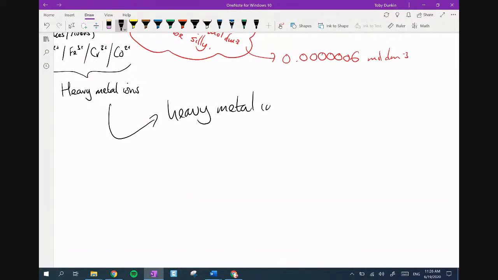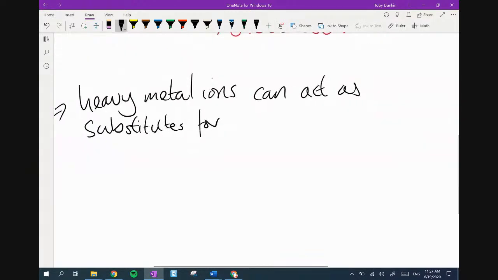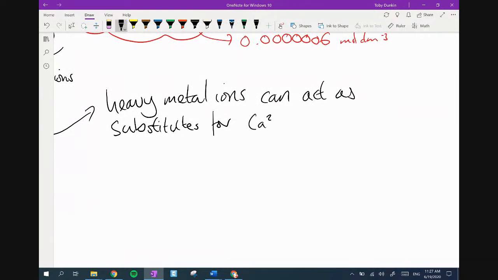Heavy metal ions can act as analogs. Heavy metal ions can act as substitutes for common ions such as calcium and magnesium. These two ions here, which everyone knows you need in your diet.